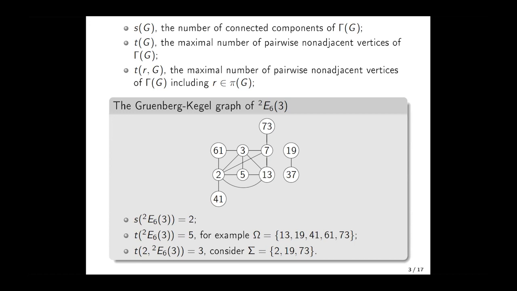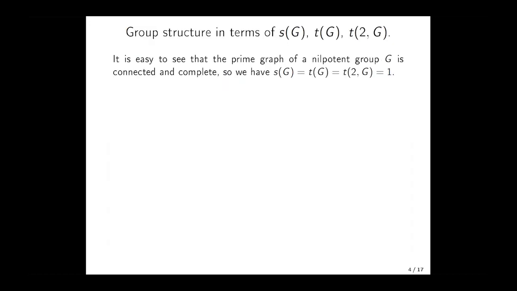As I said, from the arithmetical parameters, we would like to obtain some group properties. Could we do this with these parameters? And if we can, for which classes of groups? Yes, actually we can in some cases, but let me start with an easy observation.